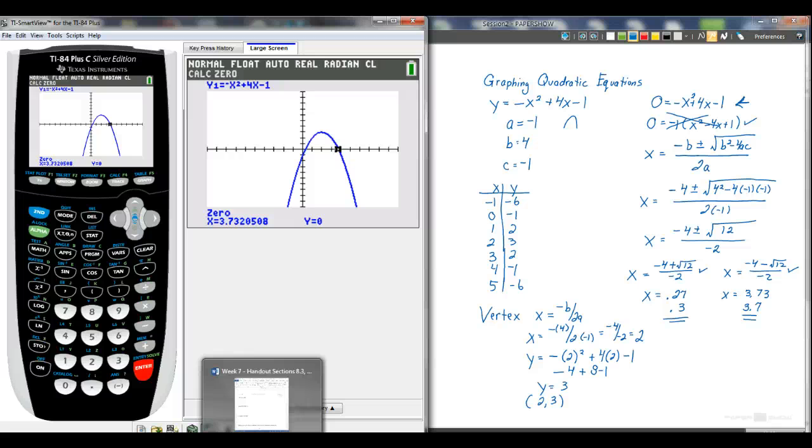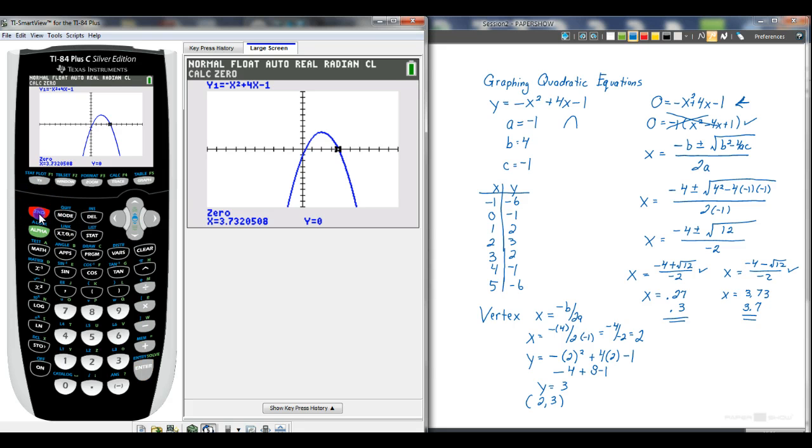So the question is, what do I round to? Well, remember that we're going to plot these points, so you don't want too many decimal places, otherwise it makes it difficult to plot. So even 0.27 might be too much, and you can go ahead and round to 0.3. Then I did it again with the second x, and I ended up with 3.73, and again I would round that to 3.7.